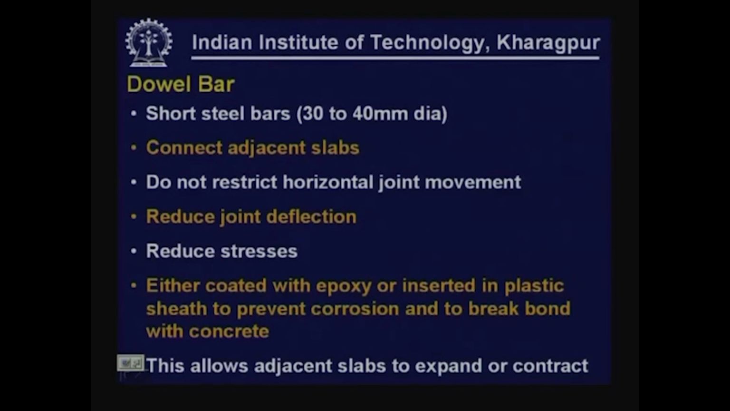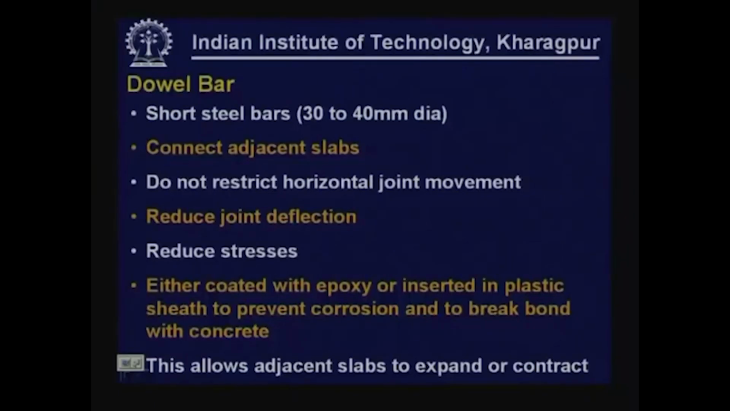If the two slabs have to move away from each other because of contraction, that is permitted, because the dowel bar is not going to be bonded to the slab on both sides; at least on one side it is going to be smooth. So, that separation is going to be permitted. They are meant to reduce joint deflection and, as a result, reduce the overall stresses in the slab.